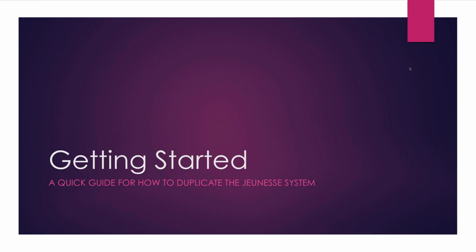And today we're going to be talking about how to duplicate the Jeunesse system. What I'm going to talk to you about today is the recommended process that many people in this business are doing. It's a process that is getting results, and it's a process that people are being very, very successful in. So it's vitally important that you take notes and you follow exactly what I will be talking about today.